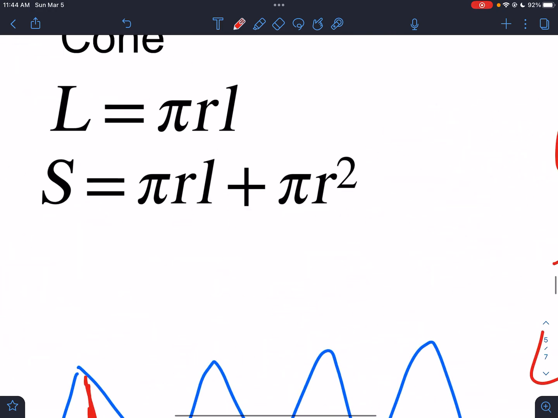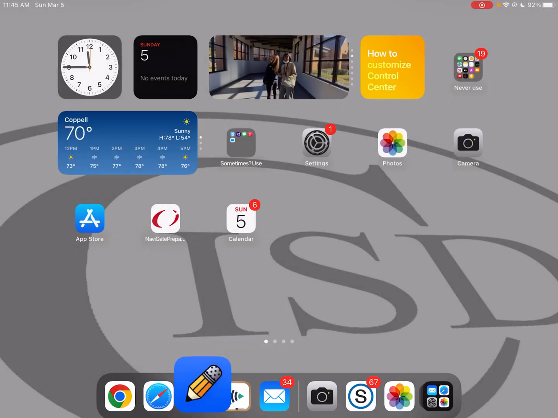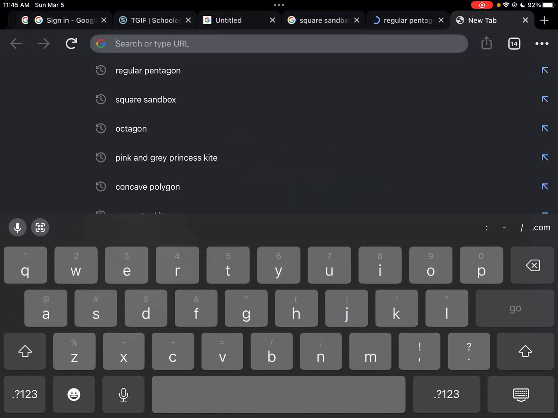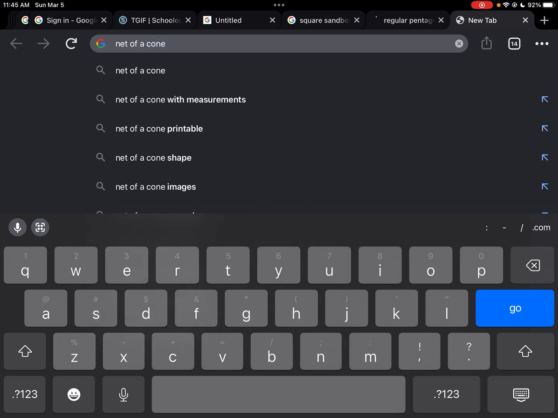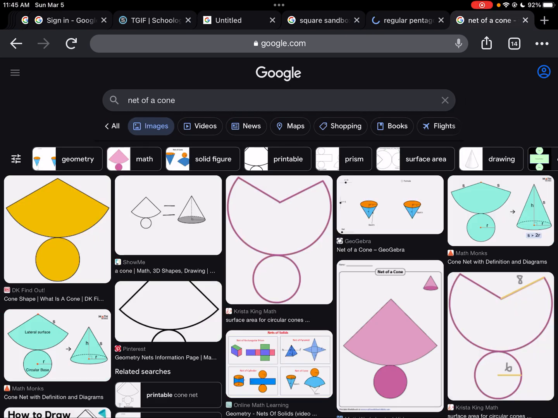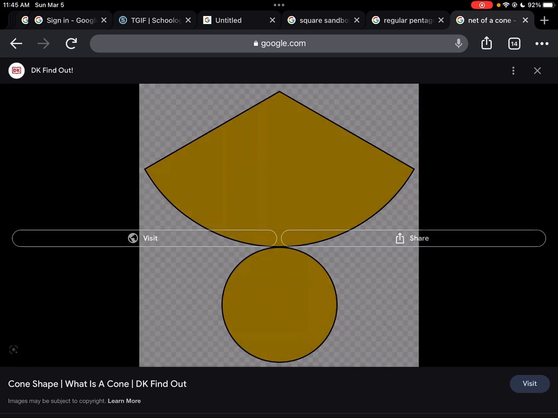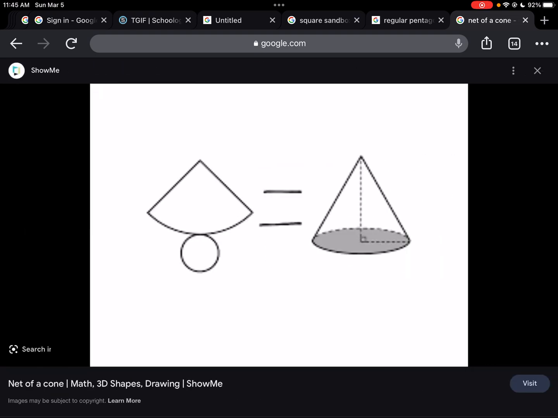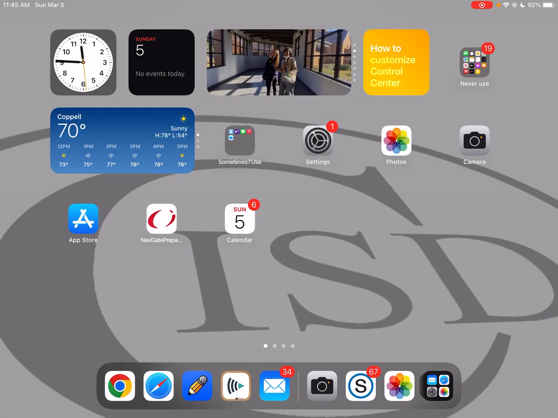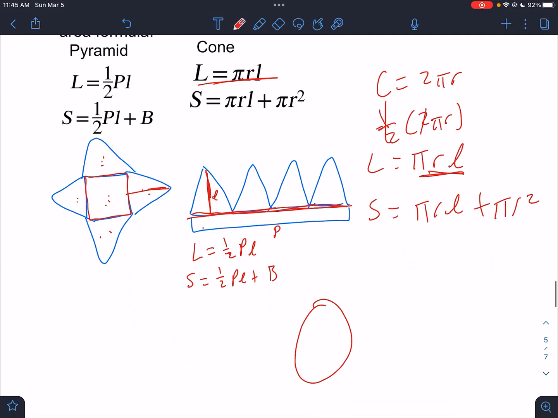It's really hard to picture. You can Google it. Actually, let's just Google it right now. The net of a cone looks a little funky. Net of a cone. They're going to draw it better than me. So it won't look like what you think it will. Well, at least maybe not. But it looks something like this. It's a circle and a part of a circle. This piece of pizza, it looks like a piece of pizza. It would wrap around the circular base. All right. So those are the formulas.